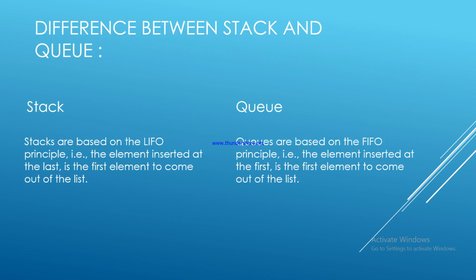What is the difference between stack and queue? The stack and queue, although they look similar, are different. We can see the differences here. Stacks are based on the last in first out principle. The element inserted last is the first element to come out, while queues are based on the first in first out principle. The element inserted first is the first element to come out.